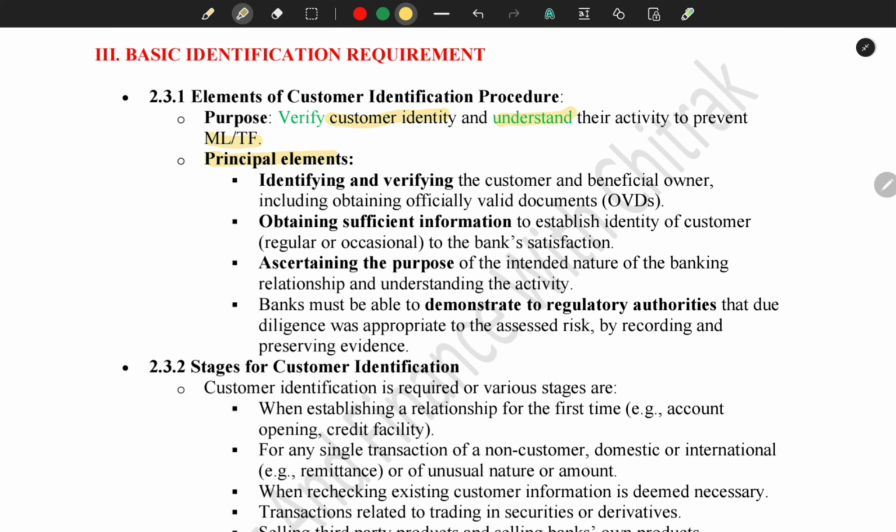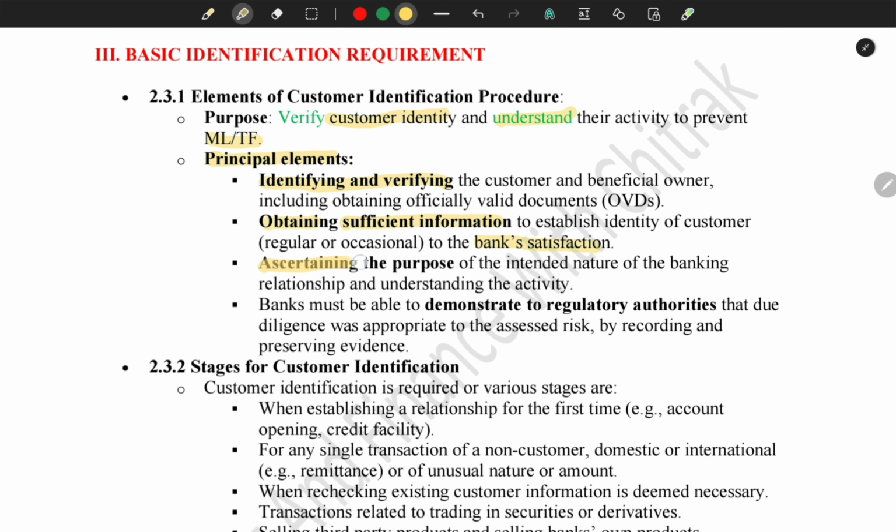What are the principal elements of identification requirements? First of all, identifying and verifying the customer or the beneficial owner, including obtaining the OVDs or the officially valid documents. Then we need to obtain sufficient information to establish the identity of this customer, whether they are regular or occasional customer, until and unless the bank is satisfied with the information they provide.